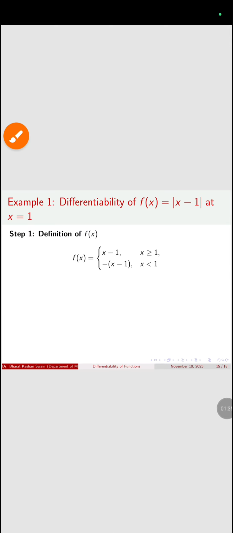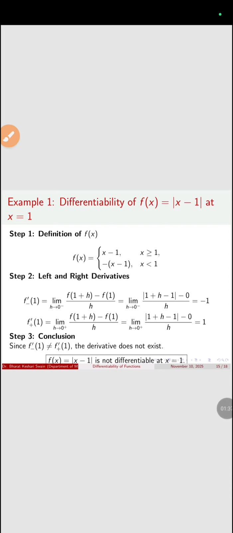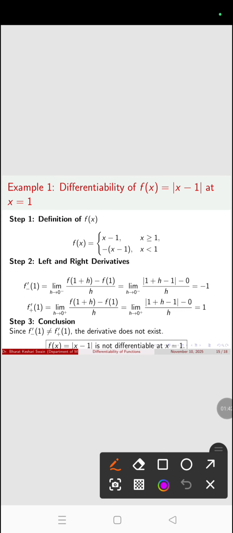Now you can check the left hand derivative and right hand derivative like this. The left hand derivative will be minus 1, and the right hand derivative will be plus 1. So both are not equal. If they are not equal, then the function is not differentiable at that point.